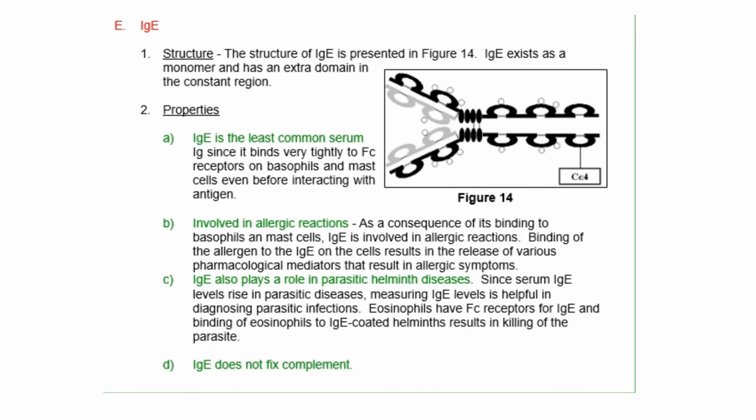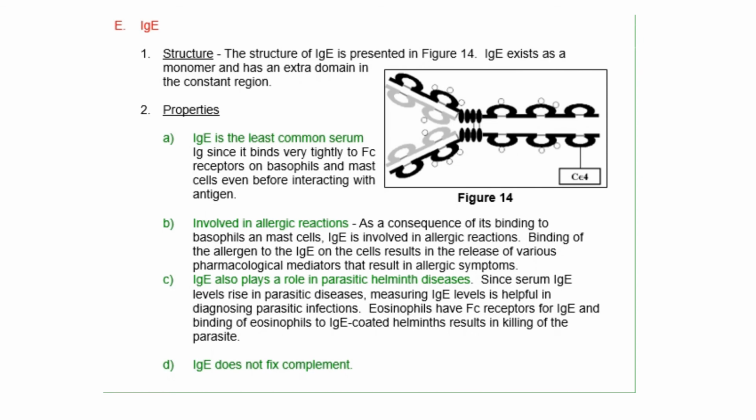It exists as a monomer and has an extra domain in the constant region, the constant epsilon 4. Immunoglobulin E is the least common serum immunoglobulin since it binds very tightly to the Fc receptor on basophils and mast cells even before interacting with the antigen.